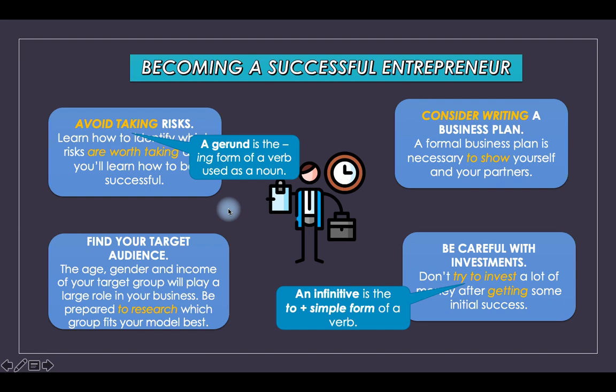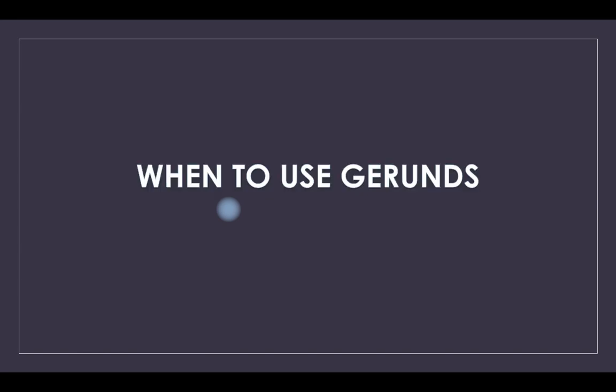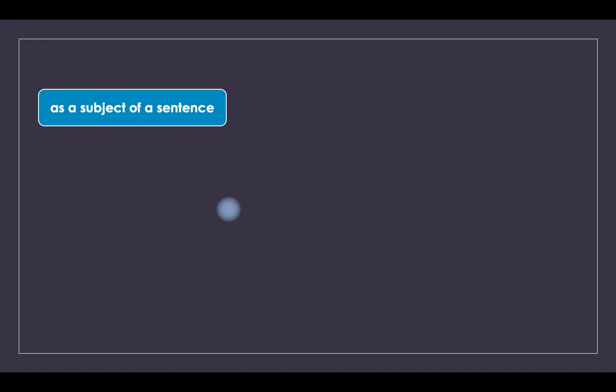So today I will explain all the rules of using gerunds and infinitives to you. Let's continue. Now, when to use gerunds? We use gerunds as a subject of a sentence. Look at this example. Wearing fashionable clothes is not important. So as I told you, wearing, that's the subject of the sentence. That's a gerund. We know that it's a subject because it answers the question, what is not important?